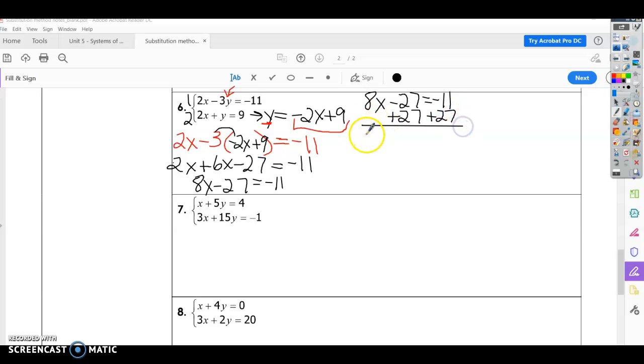We're going to add 27 to both sides because we're trying to solve for x. Negative 11 plus 27 is 16. And divide by 8.